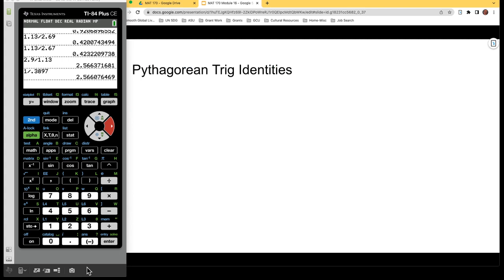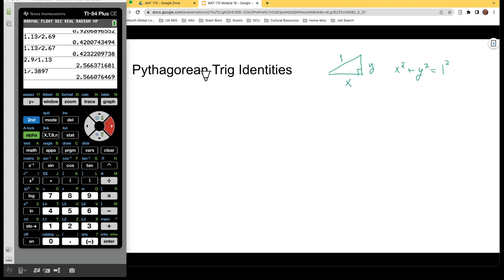Pythagorean trig identities. Now, when we have a right triangle, and we're going to do it from a unit circle, so we'll say the hypotenuse is 1. Remember, this would be x and this would be y. The Pythagorean theorem says that x squared plus y squared is equal to the hypotenuse squared, which is 1 squared, which is just 1.